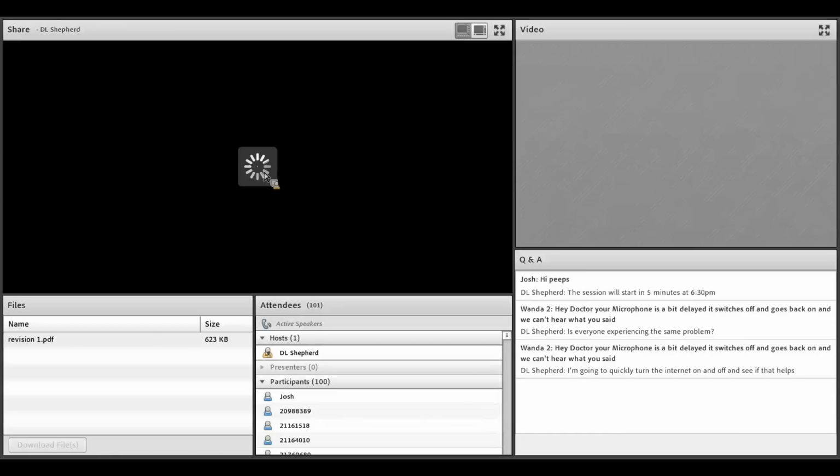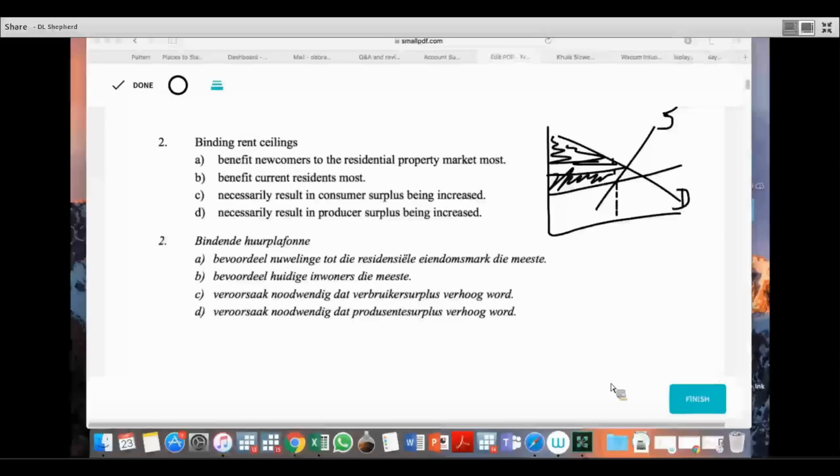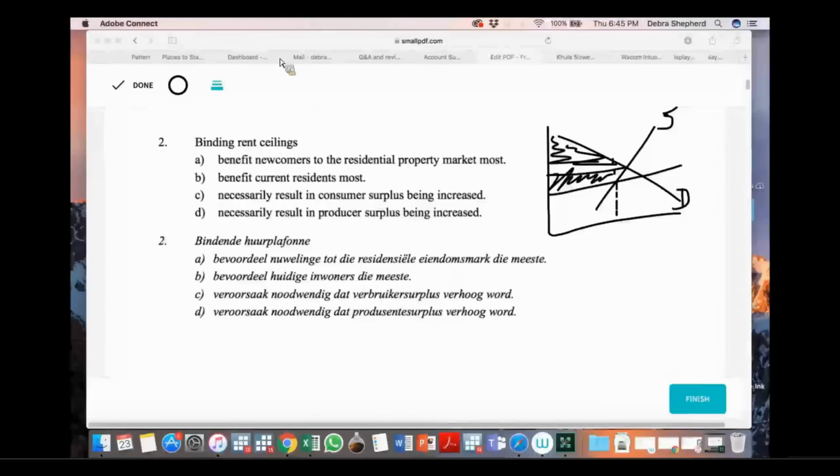Okay, so the nuance of this question is, in this case, the way that I've drawn this picture, this price that is now the binding rent ceiling is the new lower price. So that small triangle there that used to be part of consumer surplus is lost due to the fact that there is now a deadweight loss. But there is potentially consumer surplus to be gained because consumers are now paying a much lower price.